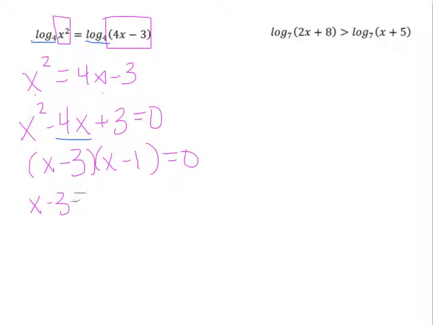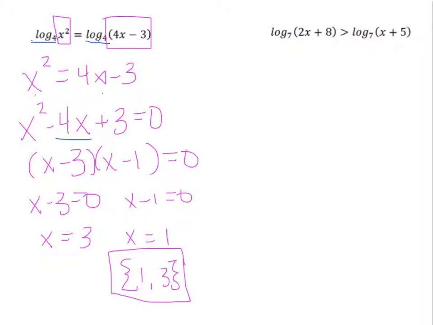So now we just solve each of these for 0. So x minus 3 equals 0 tells us that x has to equal 3. x minus 1 equals 0 tells us that x has to equal 1. And we do want to take these two values and double check that they give us positive values inside these logarithms, because if they're negative, they just don't work. So 3 squared is positive 9, so that works there. 4 times 3 is 12, minus 3 is 9, so that works. 1 squared is 1, and then 4 times 1 is 4, minus 3 is 1. So both of these work, so our solution here would be 1 and 3.